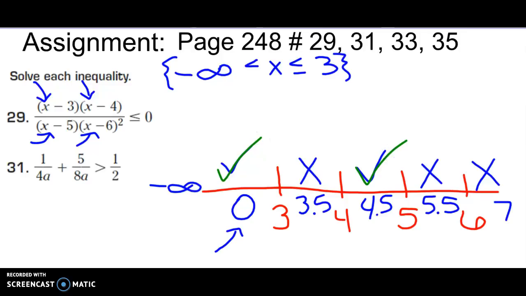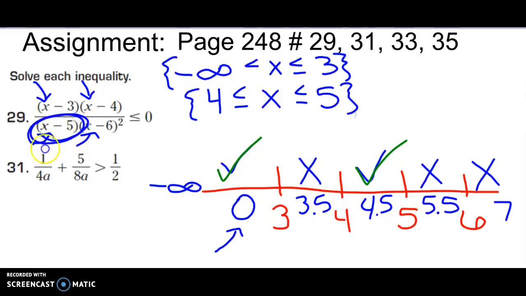So our next solution is going to be from 4 to, it cannot include 5, can it? All right, so you got to be very careful not to use the less than or equal sign with the 5, because look, if you put 5 in the denominator, it's going to make it be 0, and then we know that's not allowed. So make sure you just make it a less than sign.